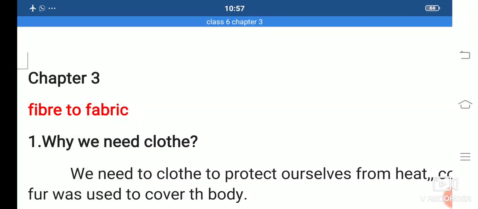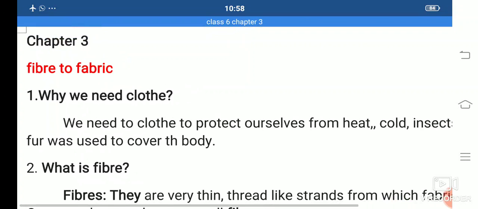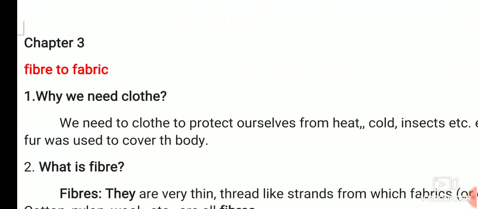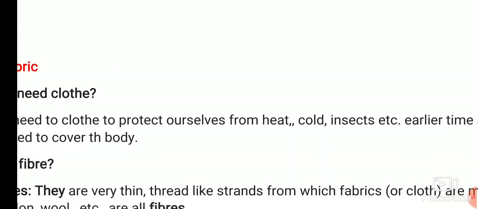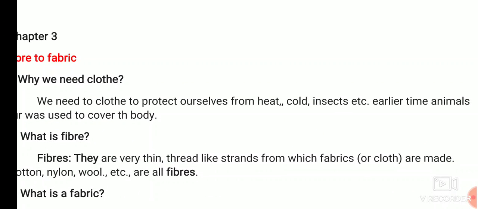Today we are going to start a new chapter, that is fiber to fabric. One interesting question before we start this chapter: why do we need clothes? We need clothes to protect ourselves from heat, cold, and insects, right?